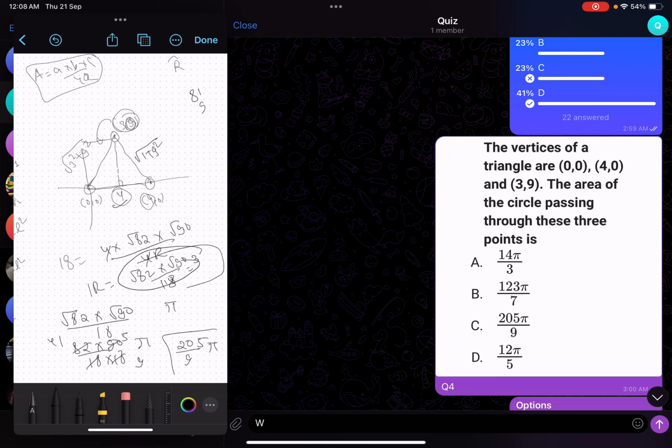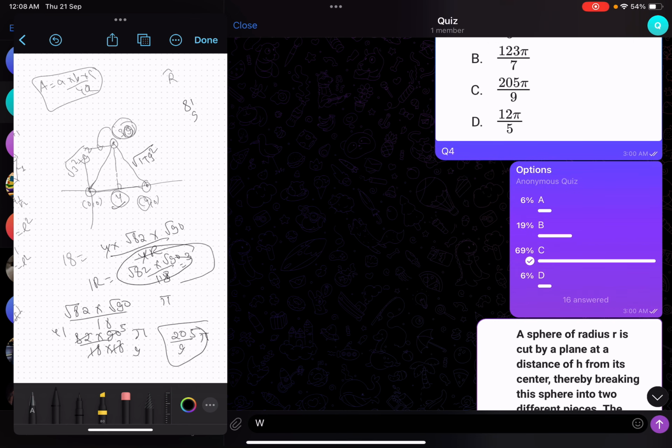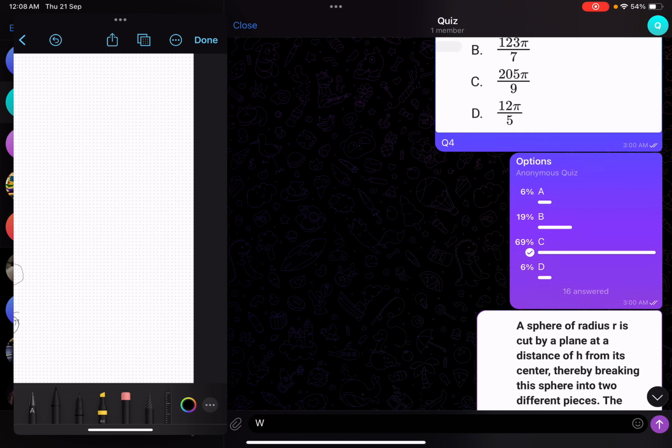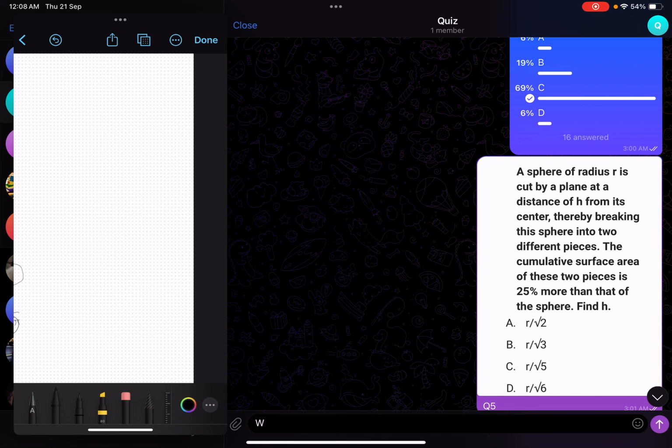205 by 9 pi. Is it the answer? Yes, C is the answer. That's it. Next one, this is a good one. A sphere of radius r.